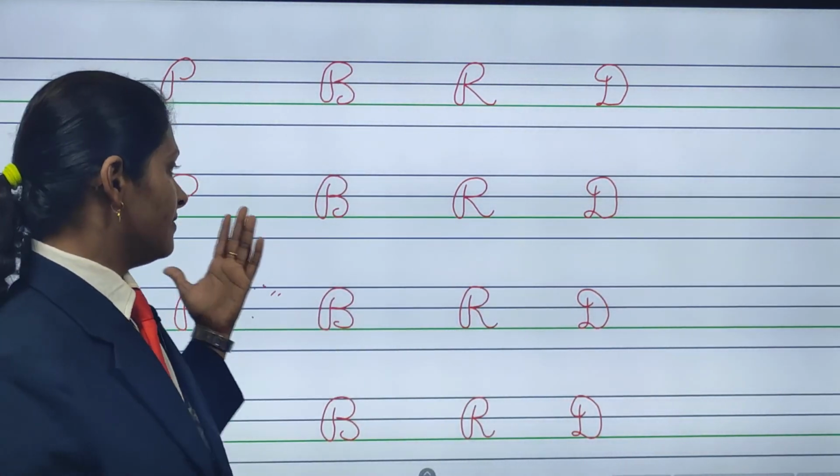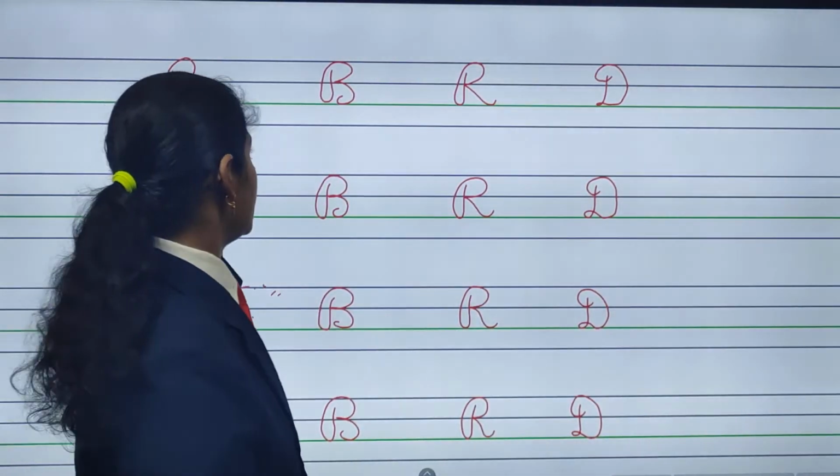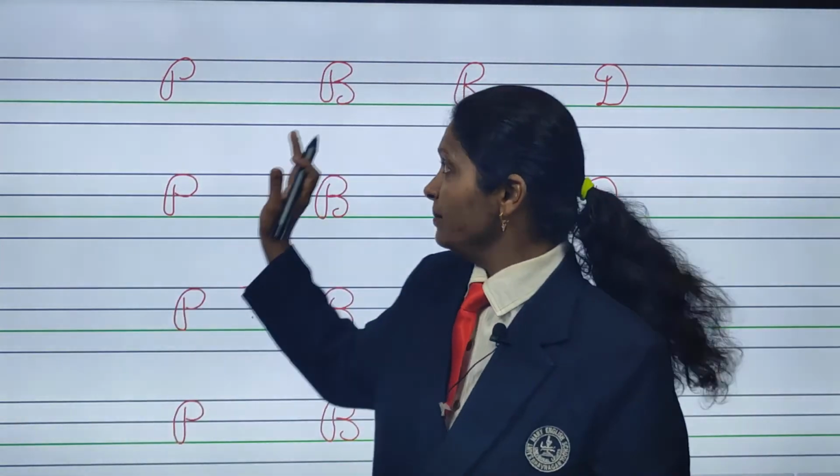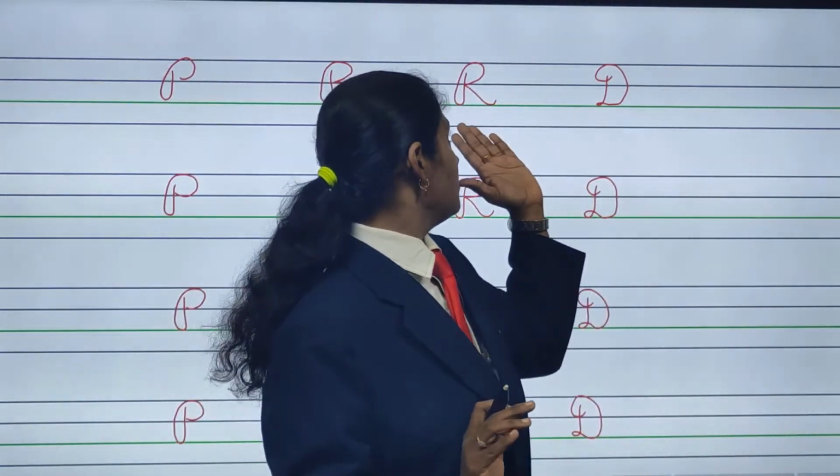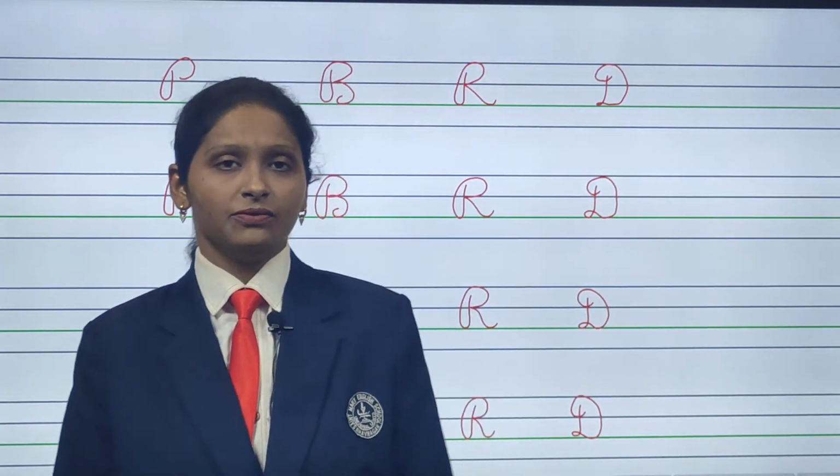So today we learn to write capital cursive P, capital cursive B, capital cursive R and capital cursive D. So children, you please daily practice this letter in your notebook at your home, and thank you.